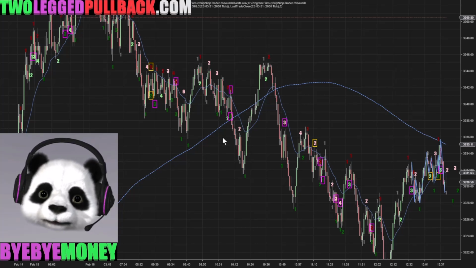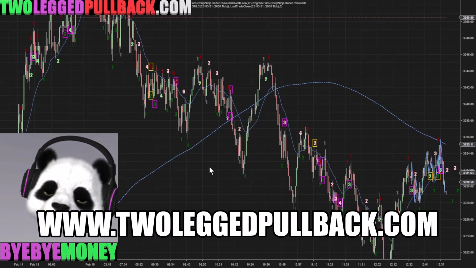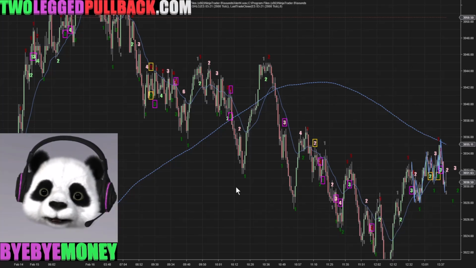It also identifies traps and tells you the upcoming legs, and has a bunch of things that are helpful for two-legged pullbacks. It even has alerts and could be used for automated trading. If you want to see it used in automated trading, you can check out the playlist on my channel about breaking the E-mini. We're trying to break the E-mini every single day using automated trading.